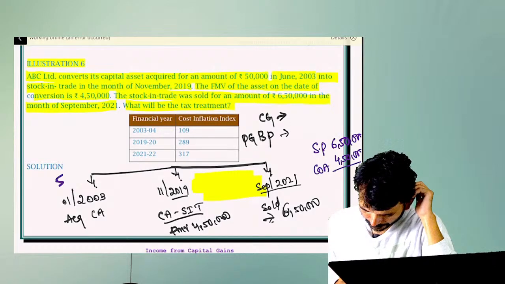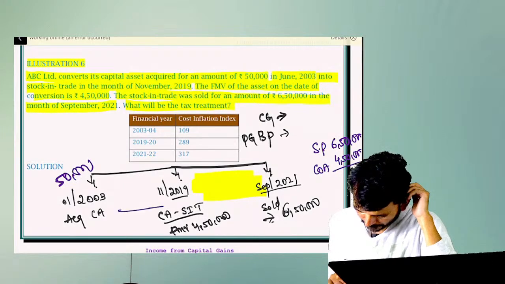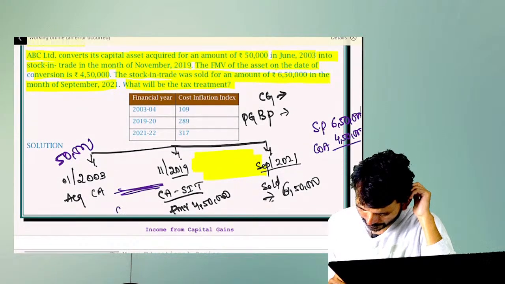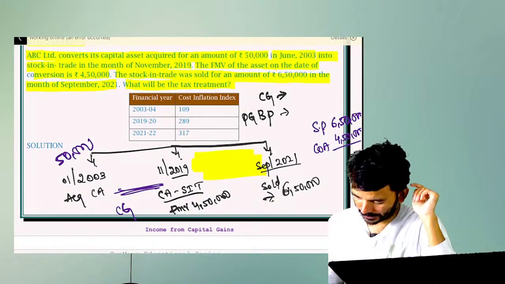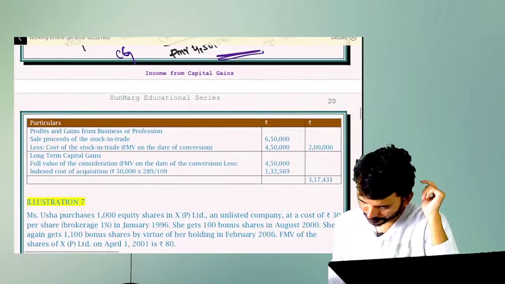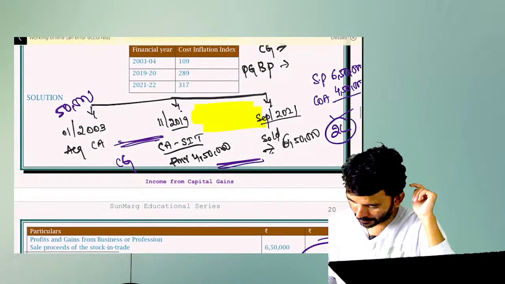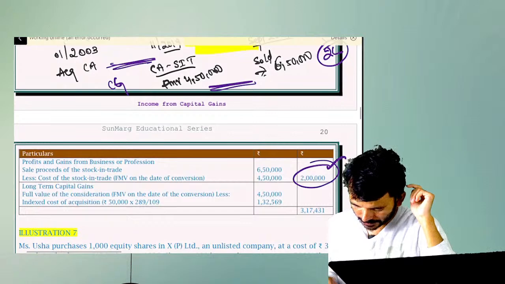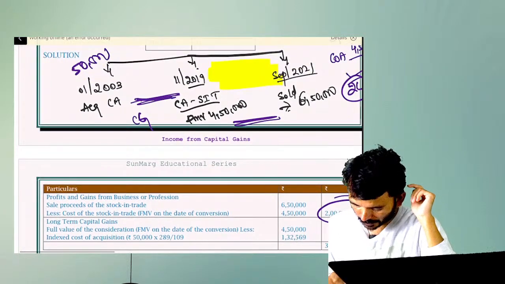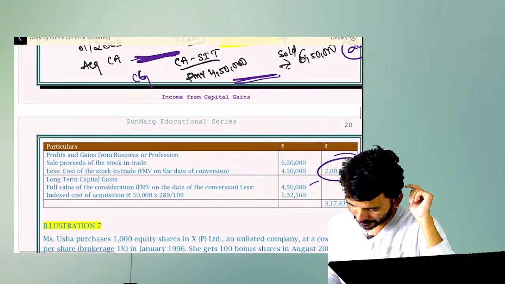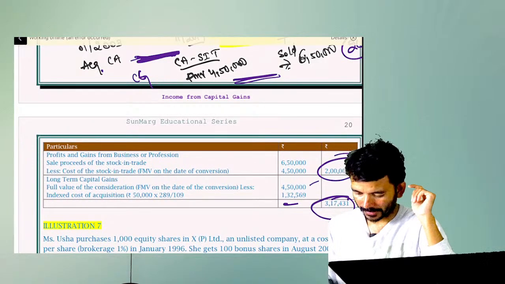They bought it for 50,000. So the difference between these two values will become capital gain with indexation. You have to do it. The difference between these two will become your business income. See, 2 lakh, that's what I said. 2 lakhs will become your business income. The difference between these two, 4.5 lakh minus cost of acquisition with indexation, will become your capital gain.